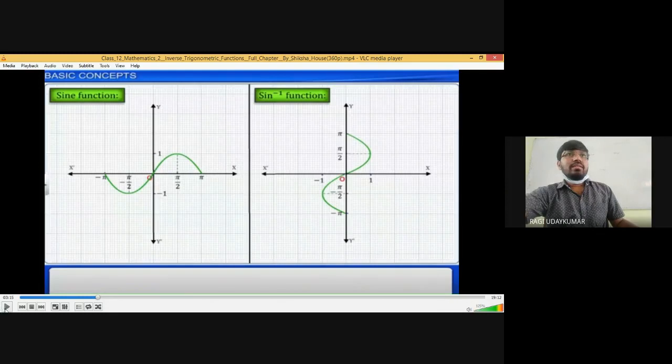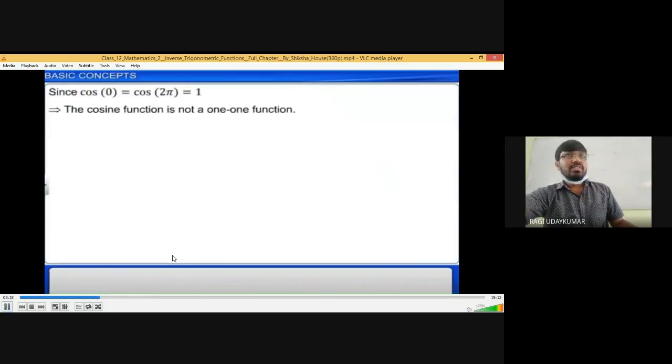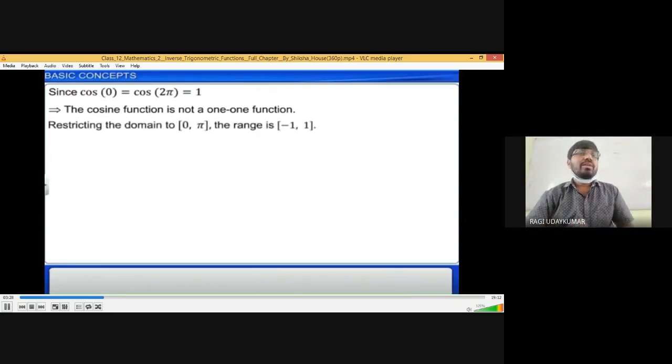So here this is the difference between the sine function and the inverse of the sine function. In the same way, cos: whenever you take cos 0, the value is equal to 1, and cos 2 pi value is also equal to 1. So we will restrict the domain of the cos, instead of the real numbers, to 0 to pi. Whenever it is taken 0 to pi, it becomes one-one and onto. 0 to pi is nothing but first quadrant and second quadrant only.